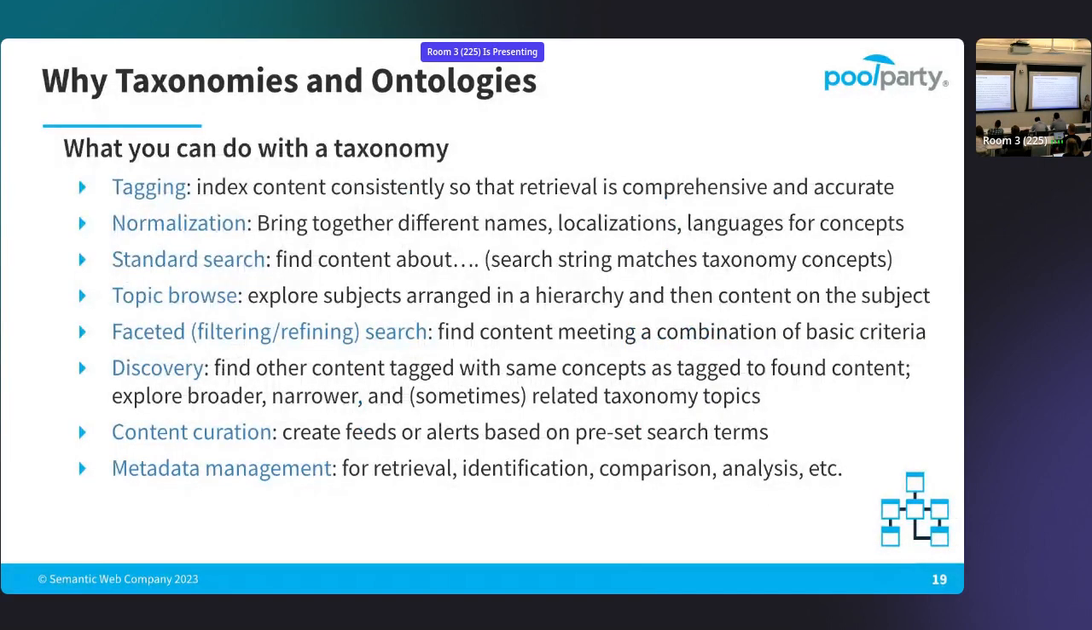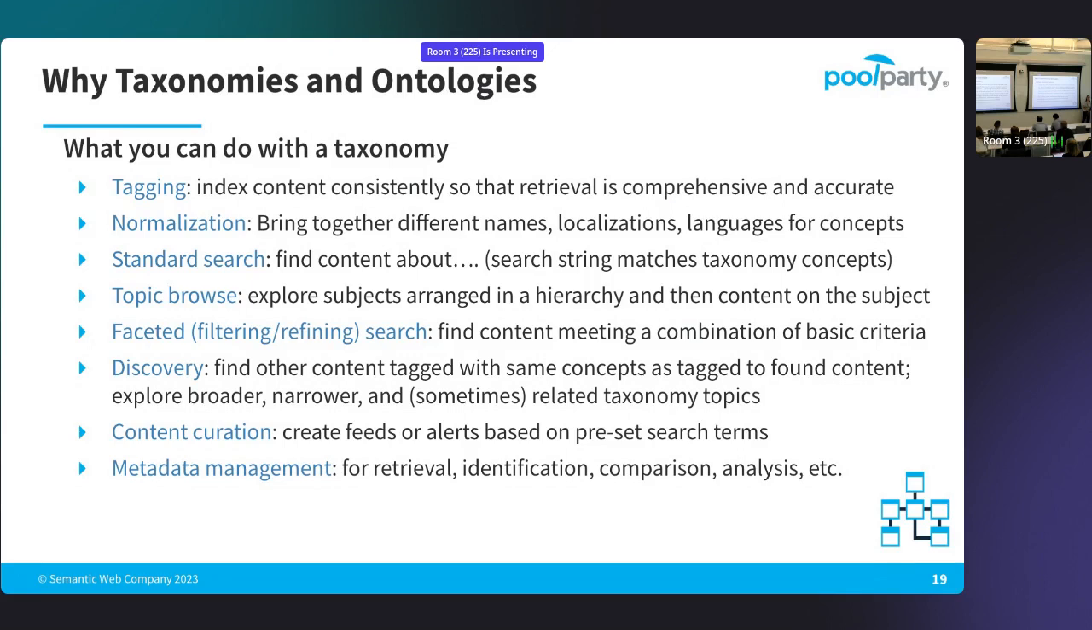So what can you do with a taxonomy alone? Because if you've been working with ontologies, what's the purpose of a taxonomy anyway? It's just more and more subclasses. The primary focus is tagging content for what it's about, so it's consistent and the retrieval is comprehensive. You don't miss certain content, and it's accurate. We talk about precision and recall versus just keyword search alone. Precision is the accuracy, and recall is bringing back everything on a topic.